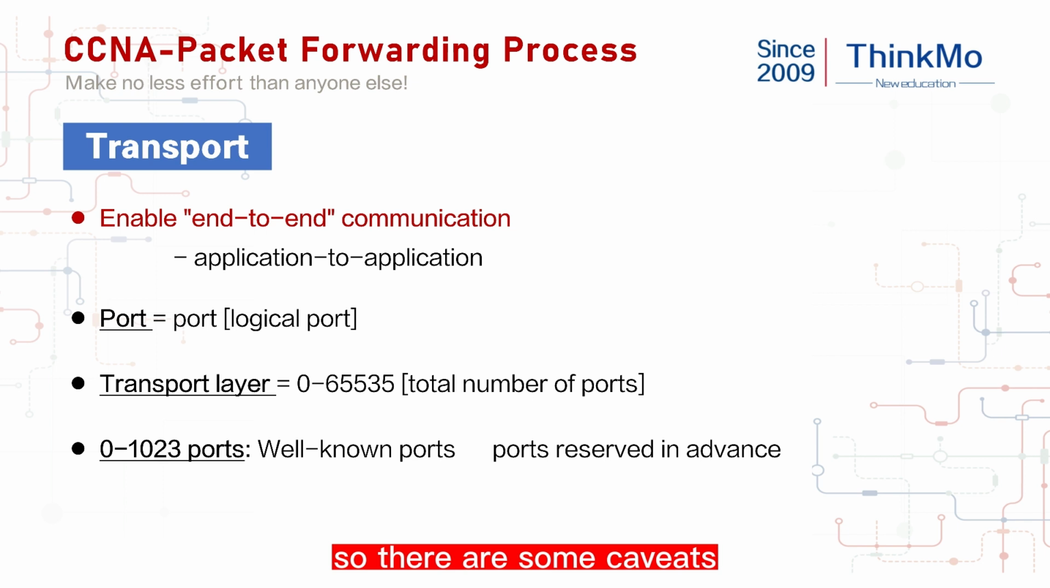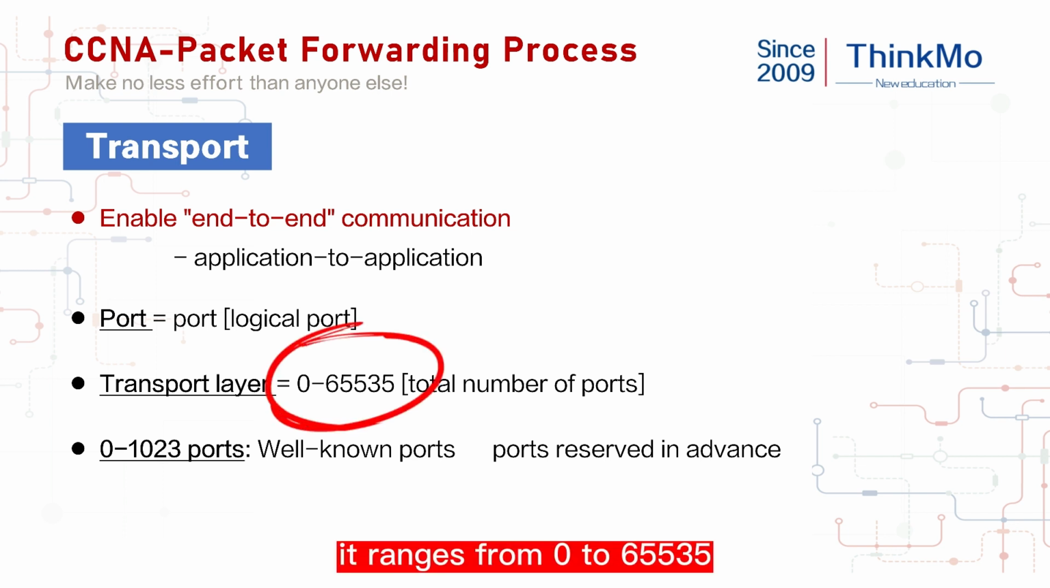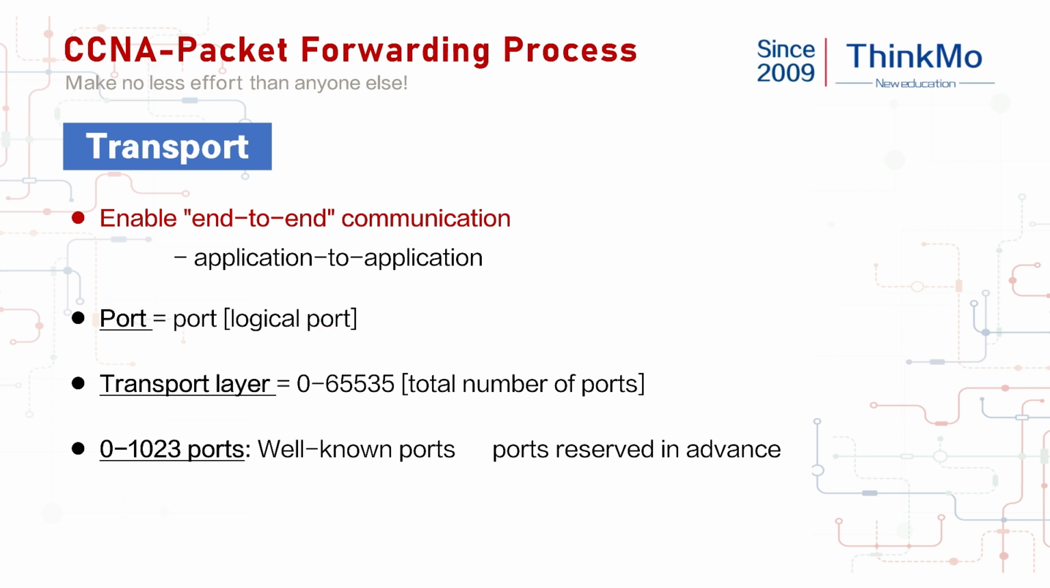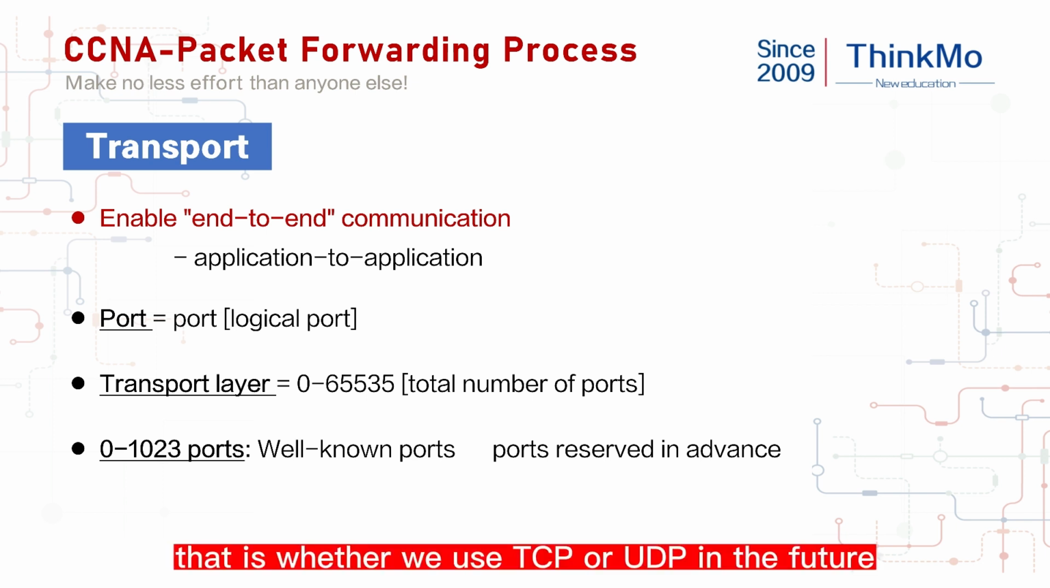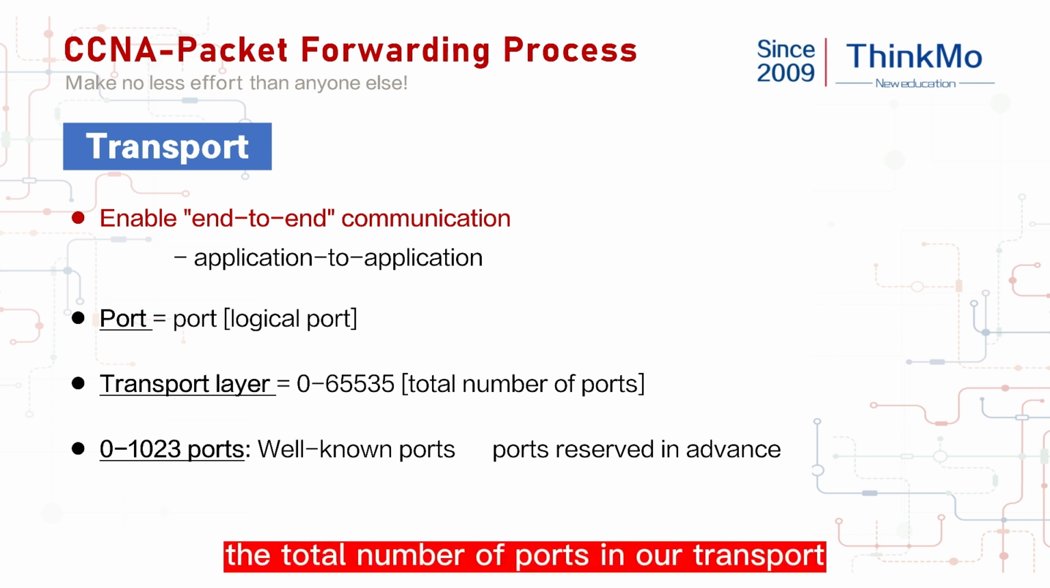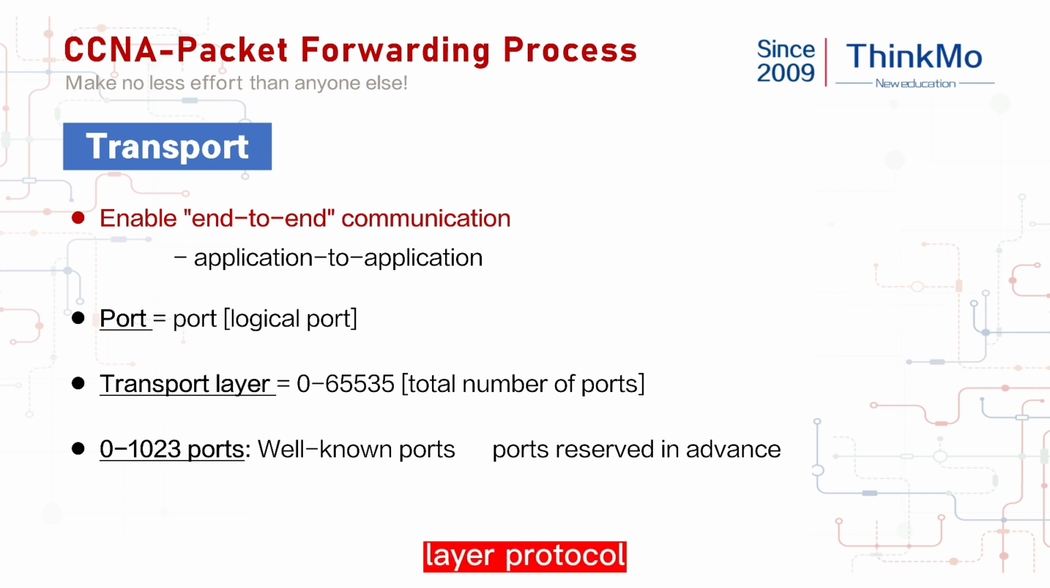So there are some caveats you must know. First, the transport layer has a port number. Transport layer ports range from 0 to 65535. You will learn a lot in the future, and this number will be very common. This is the total number of ports. That is, whether we use TCP or UDP in the future, the total number of ports in our transport layer protocol is such a value.